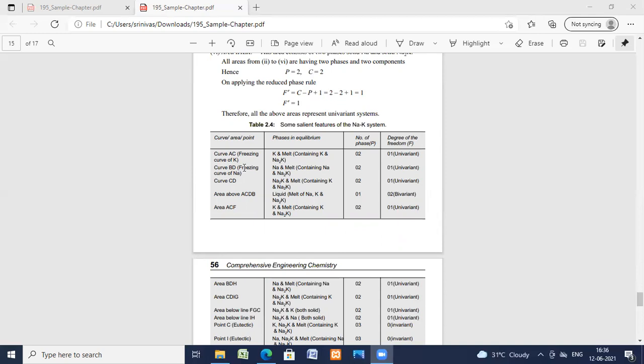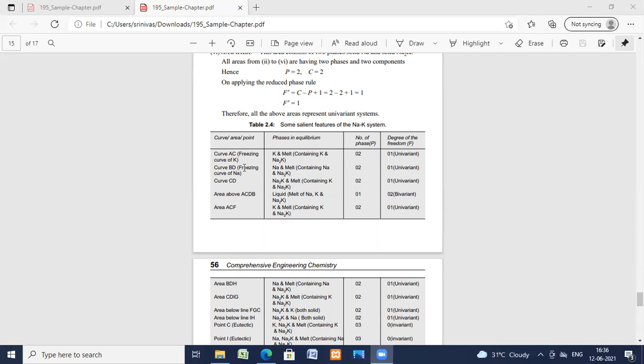Curve CD, you have two phases, sodium, potassium and melt. It is having two phases, univariate. The phases only change, the components are two everywhere. So in the table, it's not given clearly about the components, because it's a two component system. And coming to the areas, your curve CD also you have phases 2.